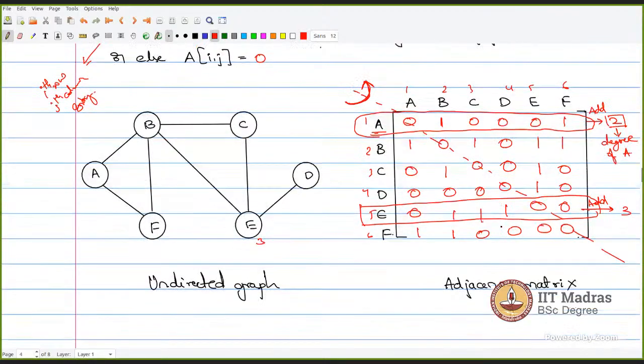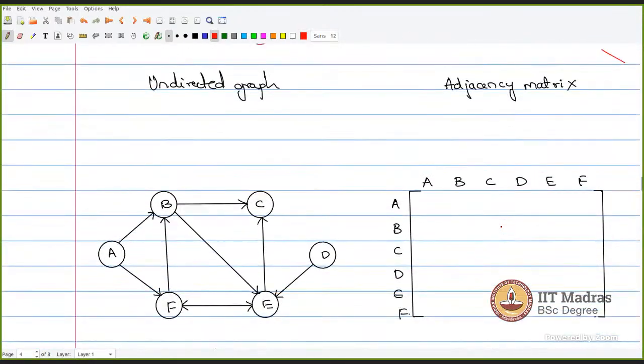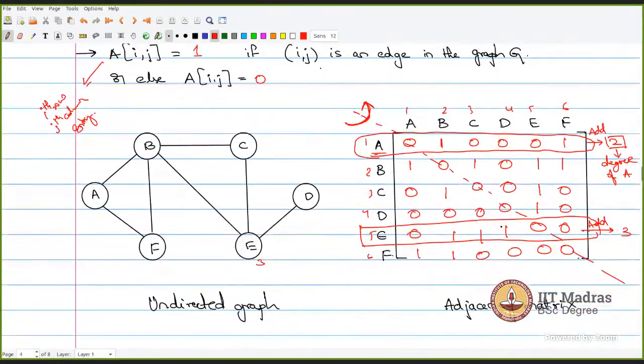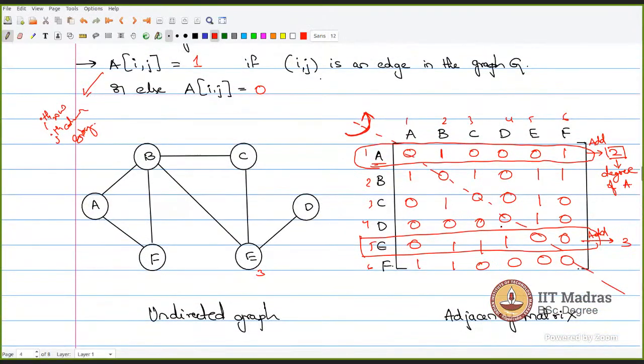Now, I also have the directed case, I will explain. This is about an undirected graph and the adjacency matrix of an undirected graph. So what if the graph is a directed one? How do we compute the adjacency matrix?